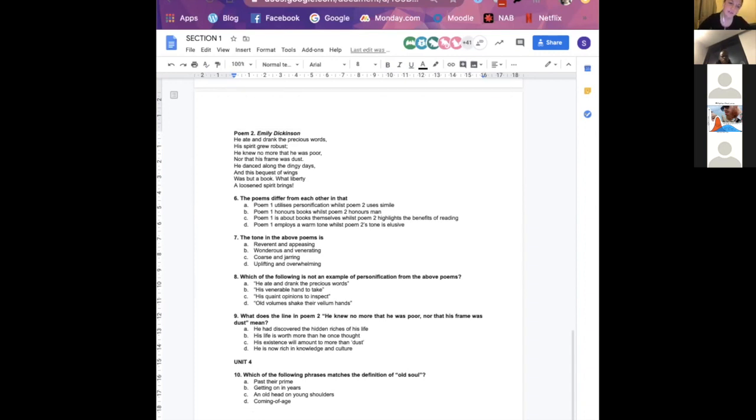In terms of question 9, this one's just a really quick one. What does the line mean? He knew no more that he was poor, nor that his frame was dust. Firstly, I would rule out see pretty much straight away, because this poem has very little to do with his existence.